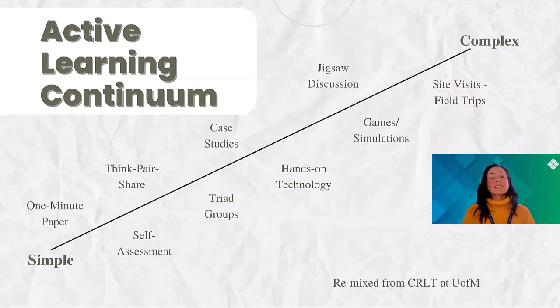All right, so this is the continuum. This is inspired from the University of Michigan, from their CRLT department. They had created a continuum, and the link to their continuum is provided in the resource document that we're going to share right after this. But it gives you some examples. So you'll see that these are from simple at the bottom to more complex at the top. So these are the kind of that active learning continuum.